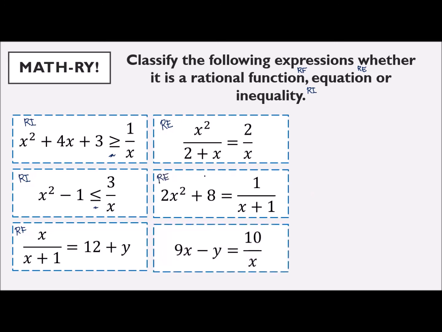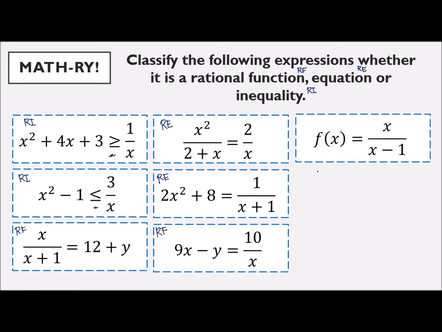Next one. 9x minus y is equal to 10 over x. What do you think? Very good. We have here x and we have here y. So this one is a rational function. F of x is equal to x over x minus 1. Obviously, we have f of x. What do you think? Very good. This one is a rational function.